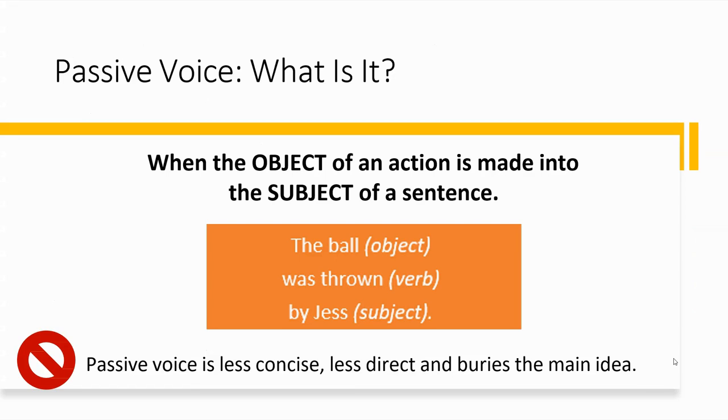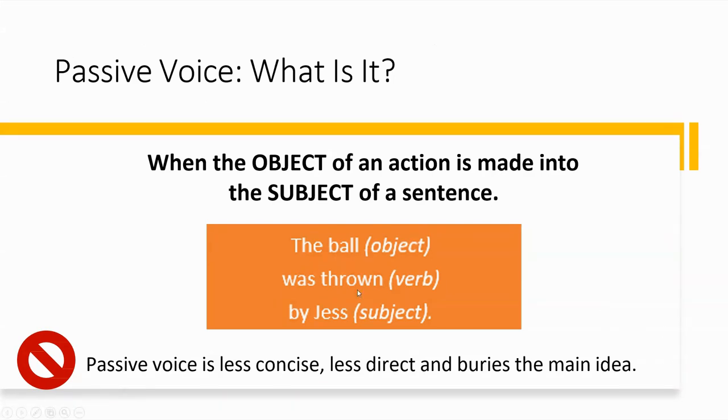Okay, what is a passive voice? When the object of an action is made into the subject of a sentence. So the ball is the object. The verb was thrown, so it's also past tense. And the subject is Jess. The ball was thrown by Jess. Passive voice in communication is less concise, less direct, and it tends to bury the main idea.